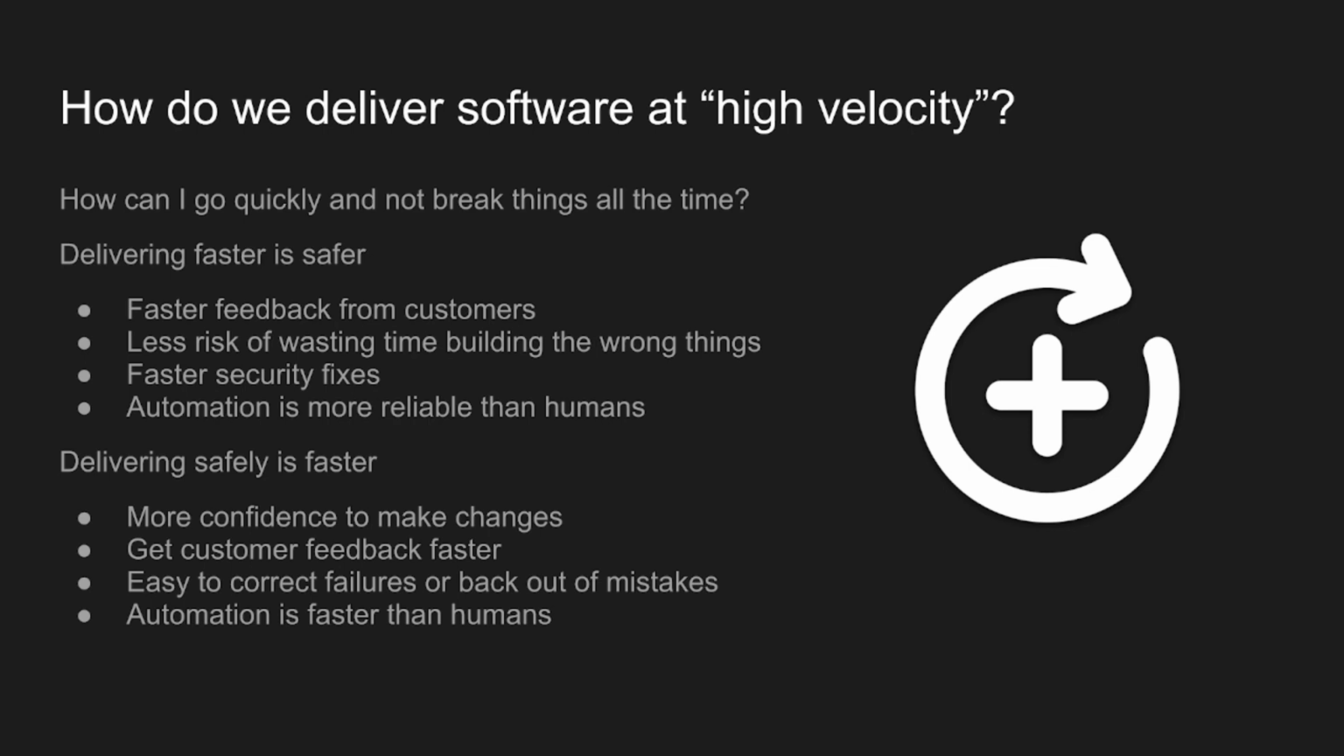And then, back to the automation thing. Automation is faster than humans. Computers do things faster than humans. That's pretty obvious, I think, to all of us.